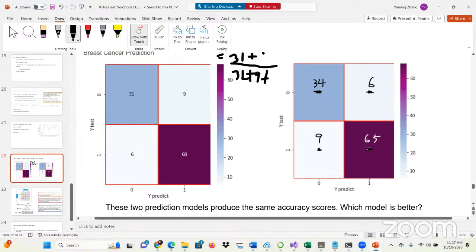So the top number should be 31 plus which one here? Correct, yeah. 68 is the true breast cancer cases, and they are predicted as breast cancer. So this one is also the correct one. Right? These two are the correct ones, should be on the top. And then the bottom is all these 4 numbers.